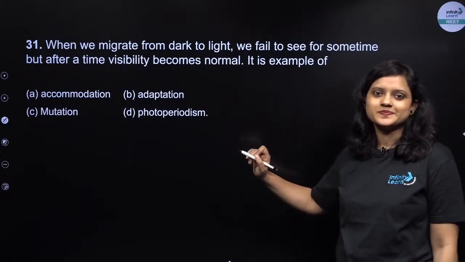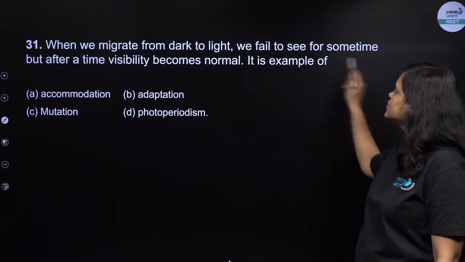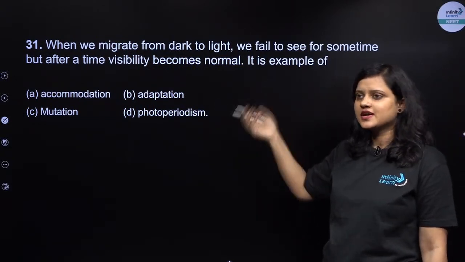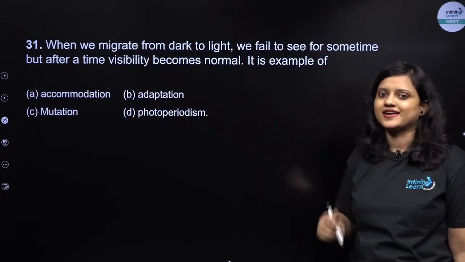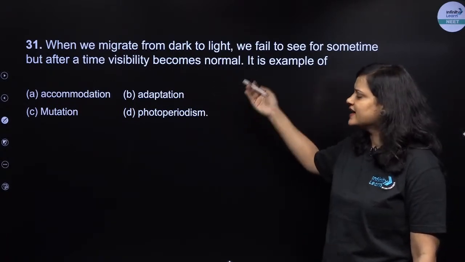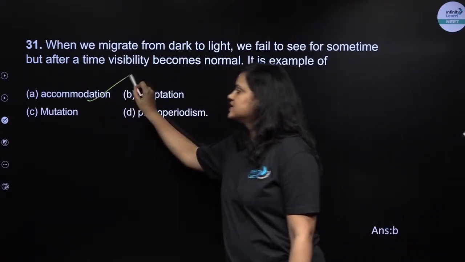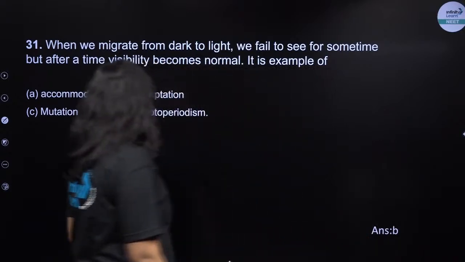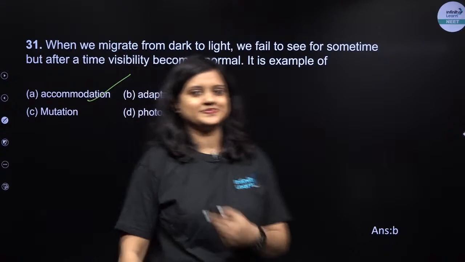Next question. When we migrate from dark to light, we fail to see for some time. आपके साथ भी हुआ होगा, अंधेरे कमरे से एकदम से किसी ने लाइट ऑन कर दिया या आप बाहर चले गए, आपको थोड़े टाइम तक तो नजर ही नहीं आता है क्या चल रहा है, राइट? क्यों होता है ये? बट थोड़े टाइम में हमें दिखने लगता है. And why? And what is this phenomenon known as? This is known as accommodation. Okay, not photoperiodism, not mutation, and not adaptation.